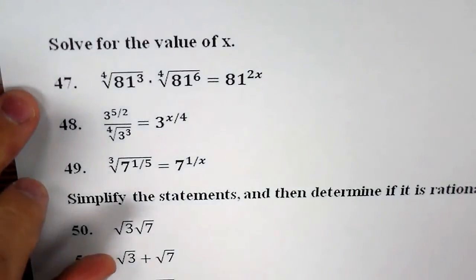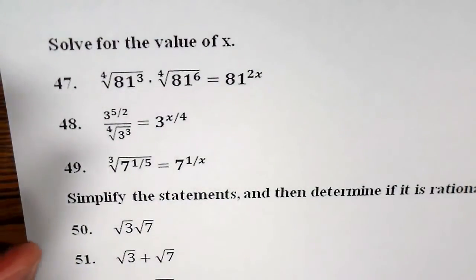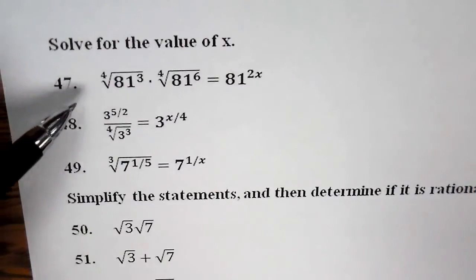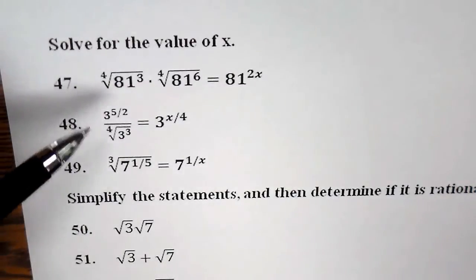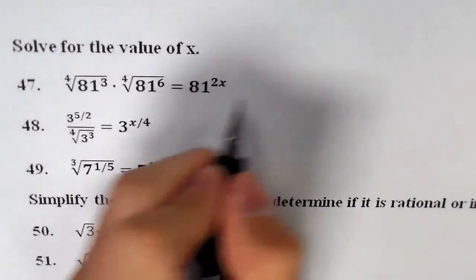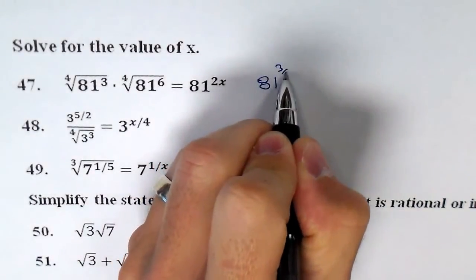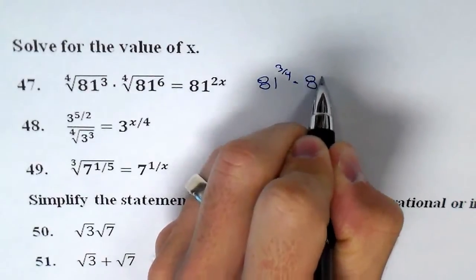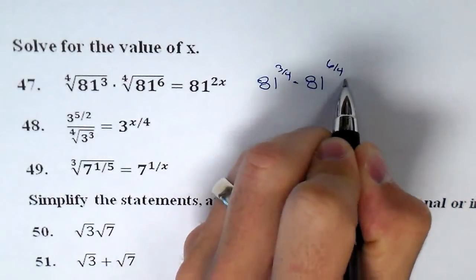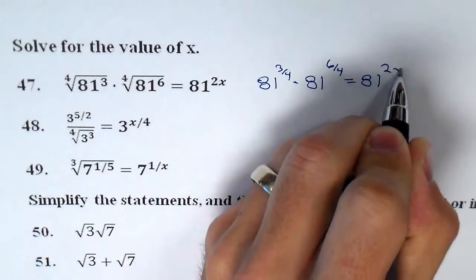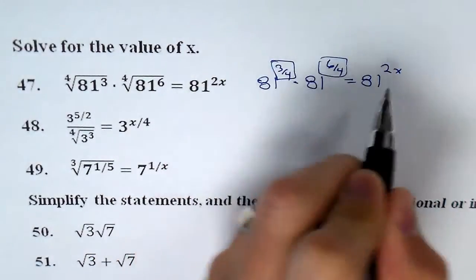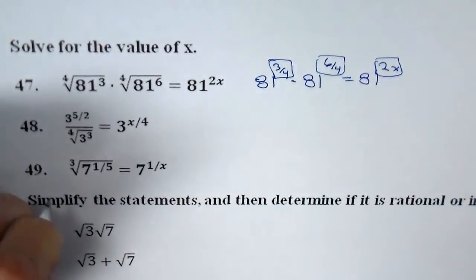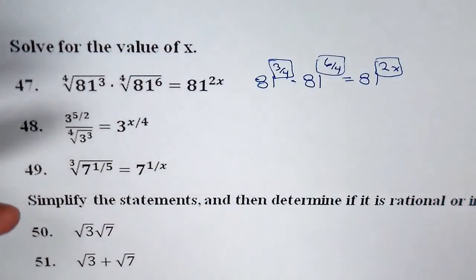Now, for 47, all of these have the same base, and what we're going to do is change them to exponential. So I get 81 to the 3/4 times 81 to the 6/4 equals 81 to the 2x. Because what I really want to look at is these exponents. This is really an equation solving for x hidden within the exponents. All the bases are the same. Now, it may be tempting to take that 81 and simplify it down to the 3, but I don't want to do that because I want to have all the bases the same.